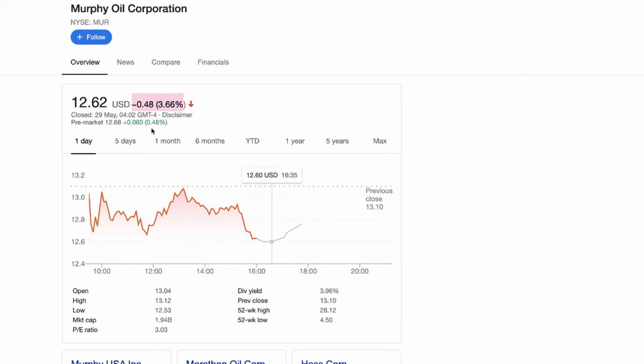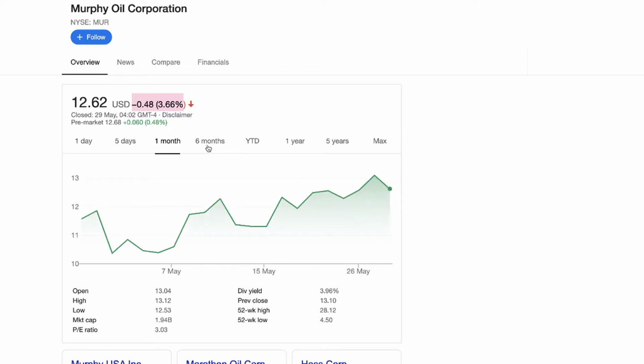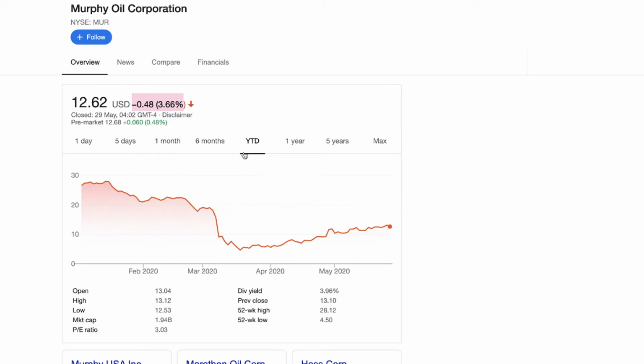Now in the pre-market, which is before the market opens, it's actually gone up 0.48%, as you can see by this grey line. We're not going to get too much into the pre-market today, but we are going to talk about everything else. So we can see we've got the date, the time zone, the pre-market, and then these different time periods we can check the share over. Obviously, it was trading around 27, 28, and then coronavirus came. With the lack of business, it fell dramatically.